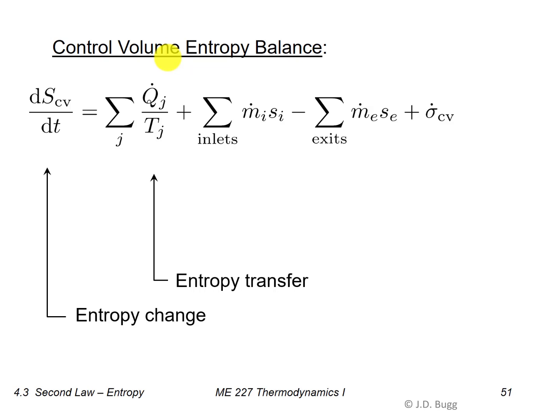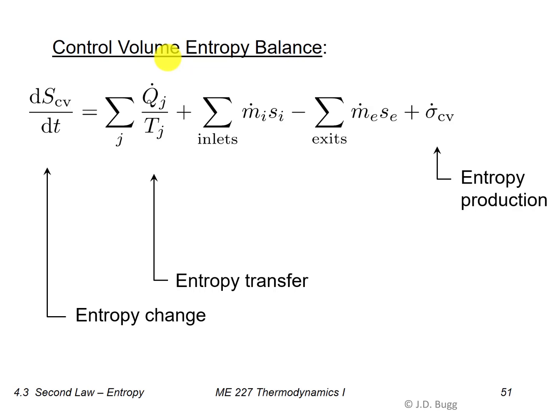The last term in this equation is the entropy production, and notice it's sigma again. The only difference is it has a dot on top. This is now a rate of entropy production, just like all of the other terms are rate terms. So those 3 terms correspond directly to what we saw for a closed system.